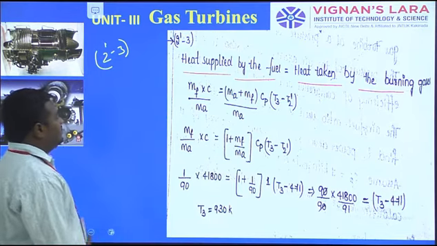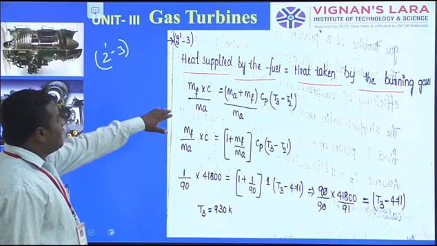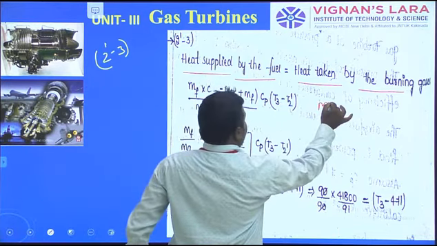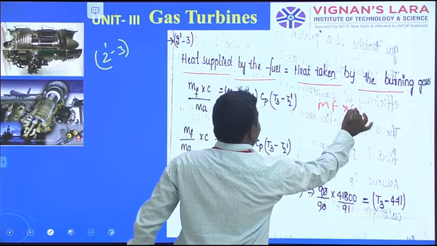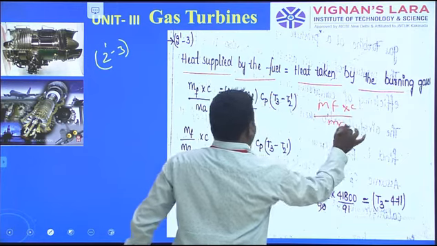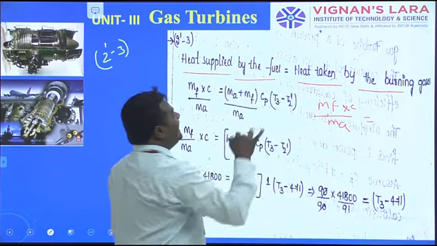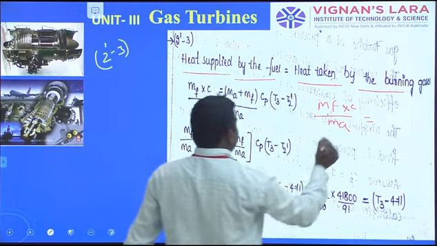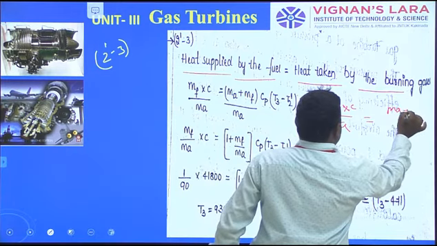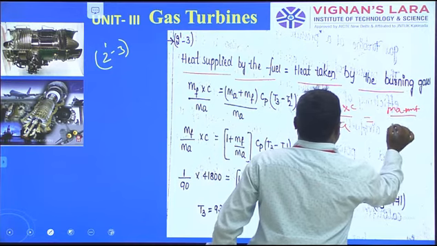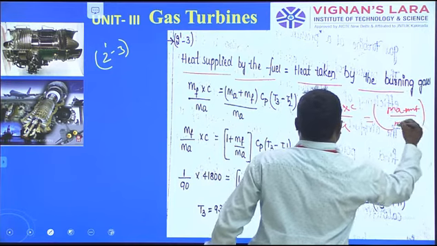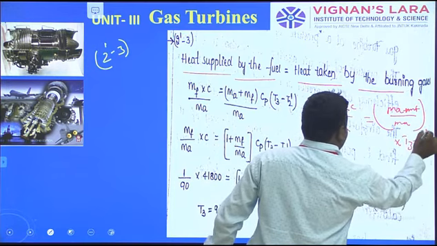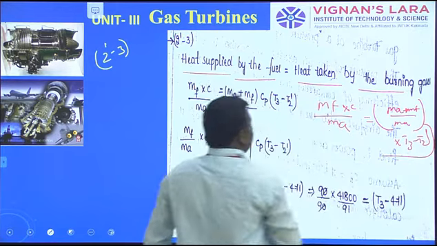So we have to see here. This is the heat supplied by the fuel. We know the formula: MF into C by MA, equal to heat taken by the burning gases. So heat taken by the burning gases, that is the formula (MA plus MF) by MA into Cp into T3 minus T2 dash. Okay, this is the formula for that one.